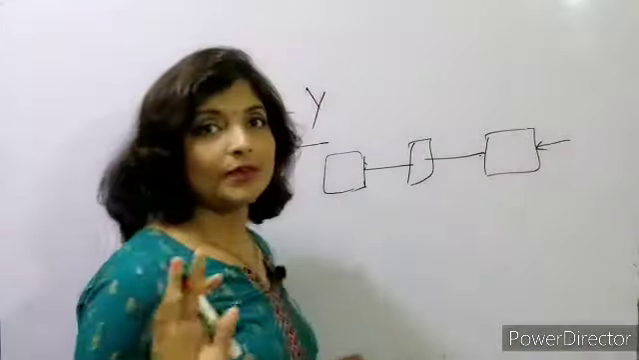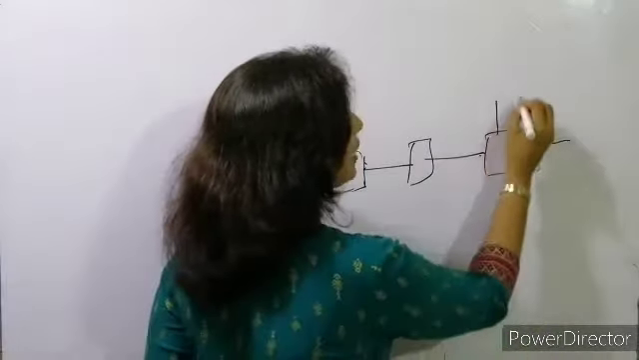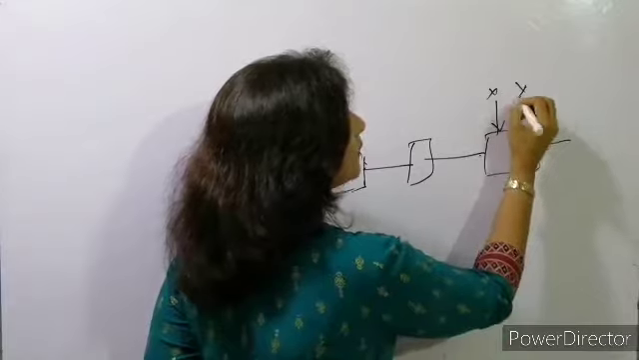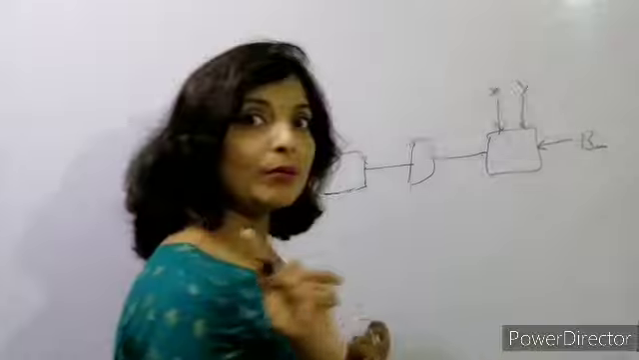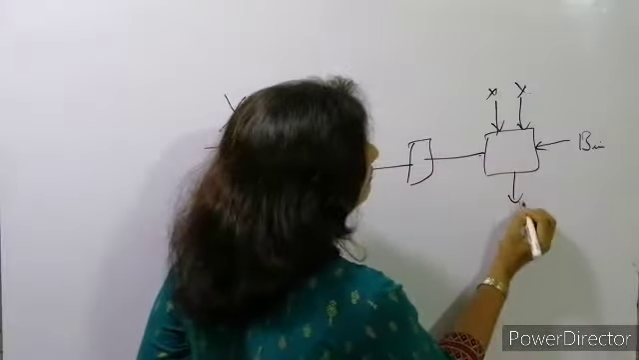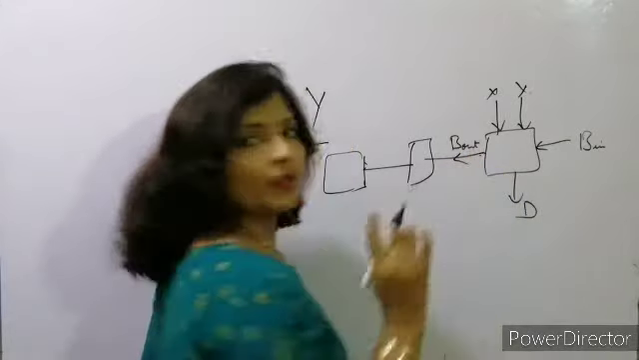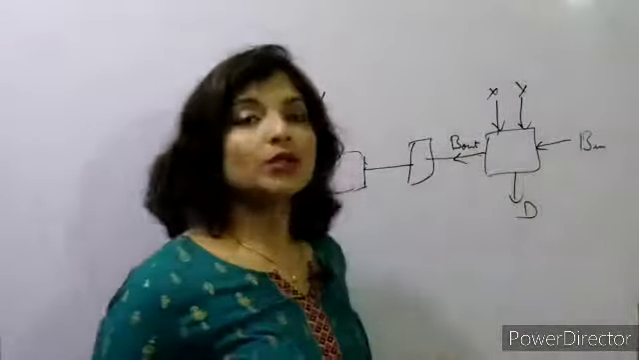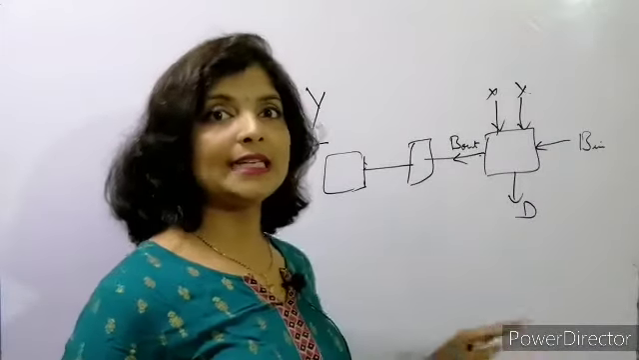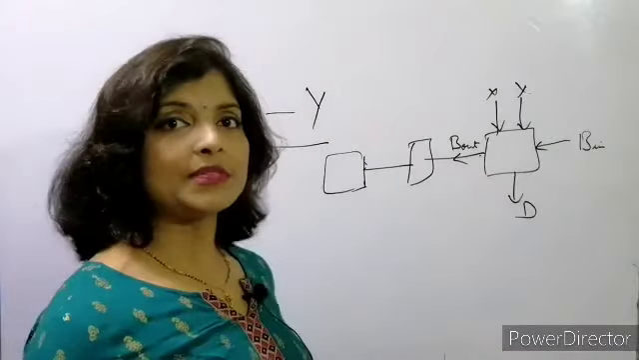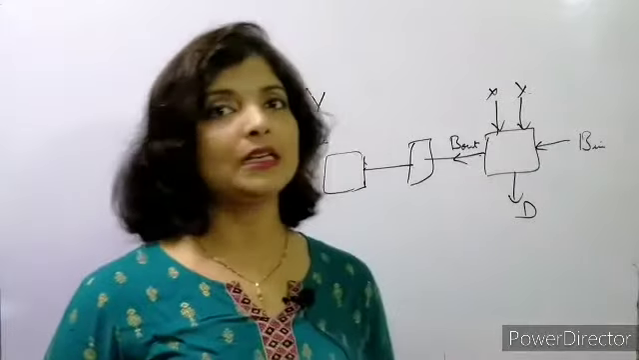In a full subtractor, there are three inputs and two outputs. What are the inputs and outputs? X, Y are inputs and borrow in, that is B in, and difference is the output, and another output is B out. So this is a full subtractor. This is the diagram. When we connect n full subtractors in series and create a borrow ripple subtractor, that is one method of creating an n-bit subtractor.